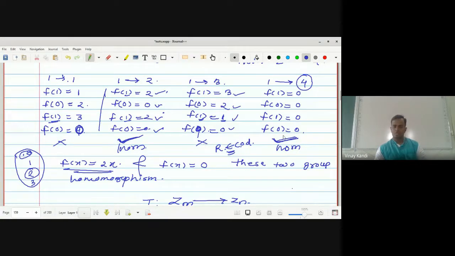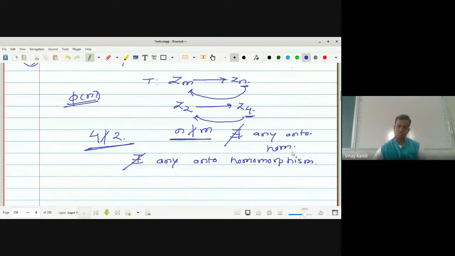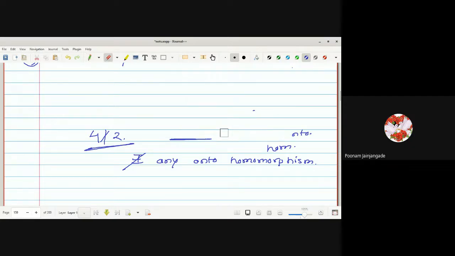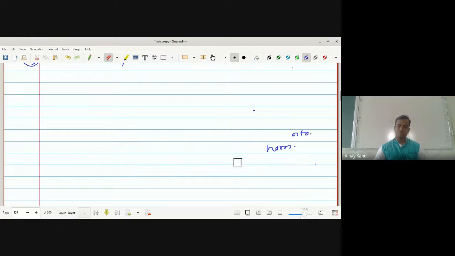Now look at here, 0 function. इथे 1, 2 आणि 3, these are the three elements which do not have any pre-image in the domain. That's why this is not onto homomorphism, but it is homomorphism. Okay, why? Because here Z4 does not divide Z3, Z2. Okay, is it correct? Yes, sir. Okay, so this is the example number 1.